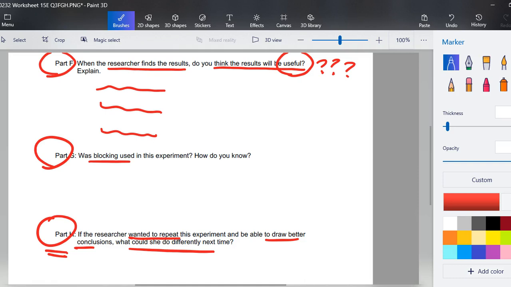Part G, was there blocking used in this experiment? And the answer is no. How do we know? Well, in the study, participants were randomly separated, which is good, into 2 groups, a treatment group and a control group. However, this is not blocking. Blocking would be grouping individuals according to some characteristics they have in common.